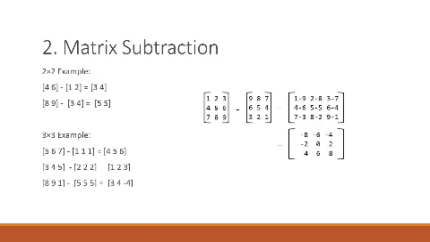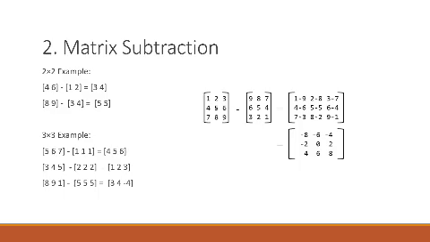Matrix subtraction. Matrix subtraction is the operation of subtracting one matrix from another by subtracting their corresponding elements. Both matrices must have the same order, that means the same number of rows and columns. If A and B are of order m × n, then A - B is also of order m × n. C = A - B, where Cij = Aij - Bij.